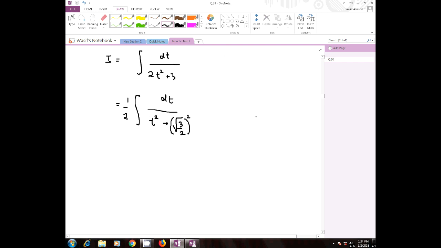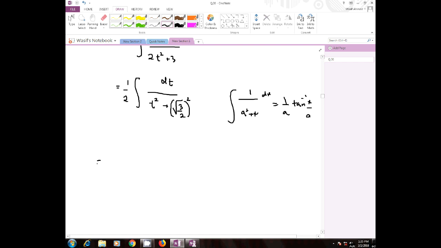Now since from the table of integrals we know that the integral of dx over a square plus x square is 1 divided by a tan inverse x divided by a. We will apply this formula here. So we have 1 divided by a, that is 1 divided by square root 3 divided by square root 2, and this square root 2 can be written in the numerator, and 1 divided by a tan inverse x divided by a.